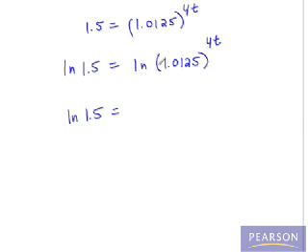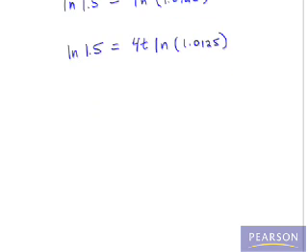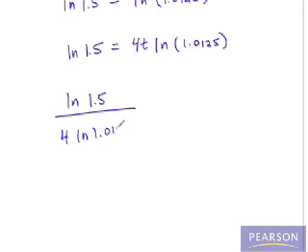So the natural log of 1.0125 raised to the 4t is the same thing as 4t times the natural log of 1.0125. So it gets the variable out of the exponent position. Now solving for t, we'll divide both sides by 4 times the natural log of 1.0125. So we have the natural log of 1.5 divided by 4 times the natural log of 1.0125. And that is equal to t.